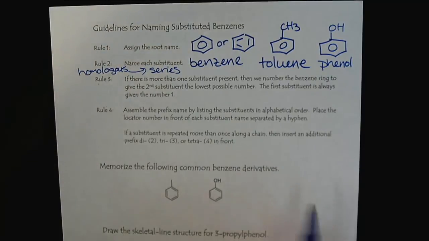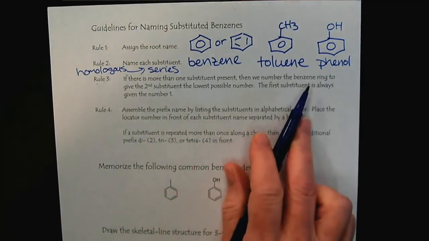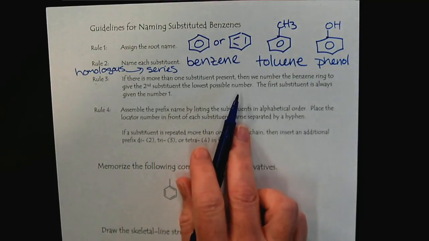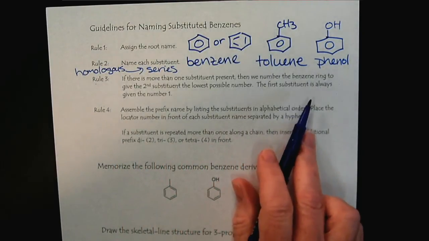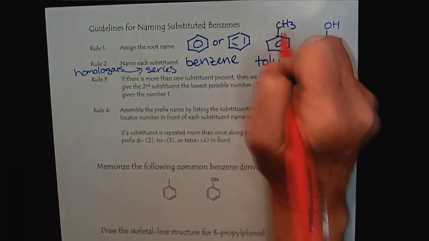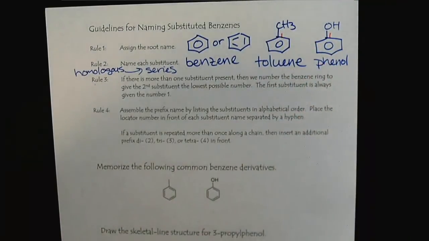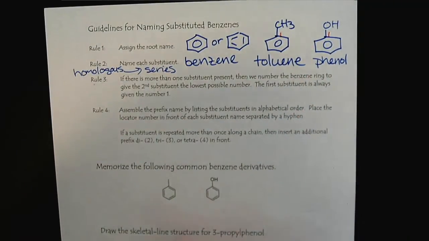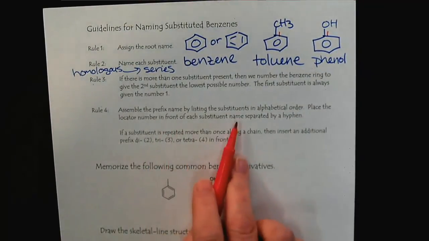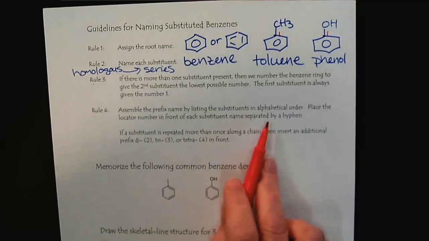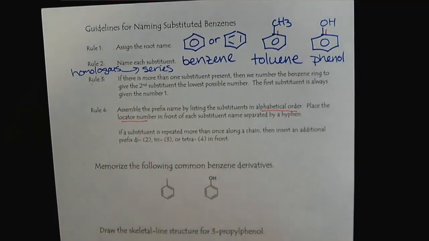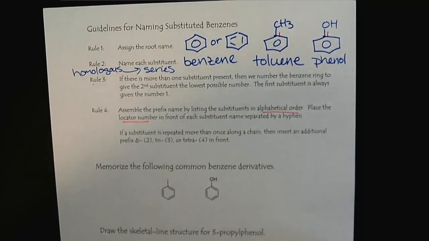Okay, so if there's more than one substituent present, then we give the second substituent the lowest possible number. The first substituent always is given the number 1. So for toluene or phenol, the number 1 carbon would be the carbon on the ring that's bonded to the methyl group or the alcohol group. And then we're going to follow the same procedure as before, listing the substituents in alphabetical order. And of course, always providing a locator number so that people know where they're at.